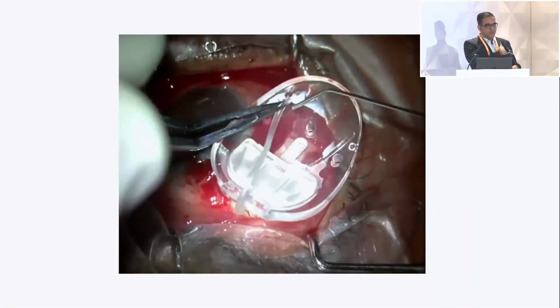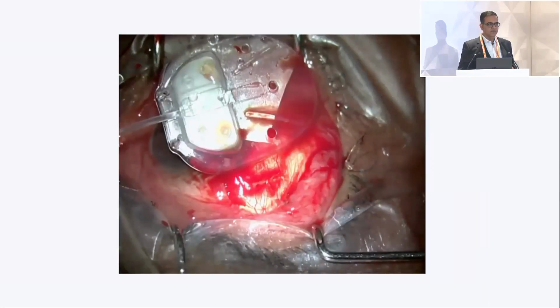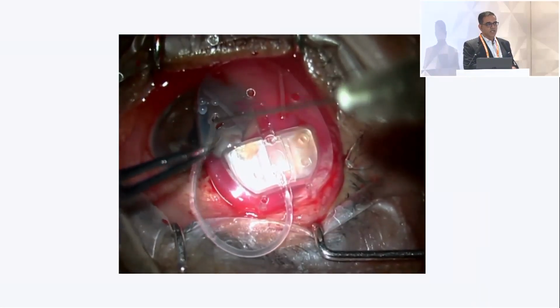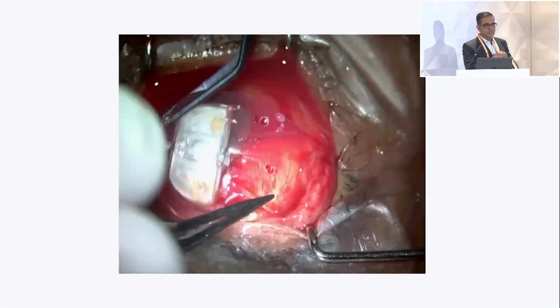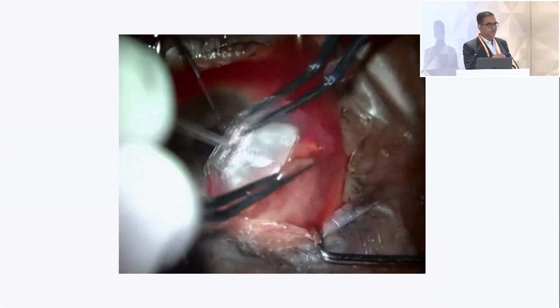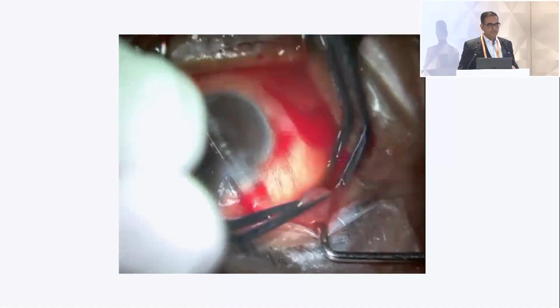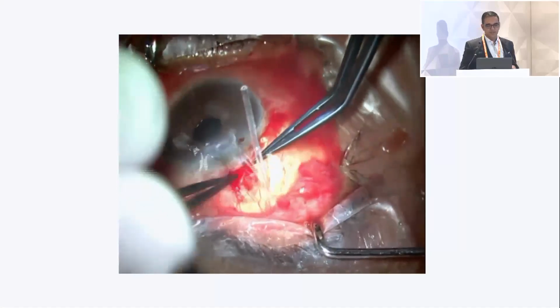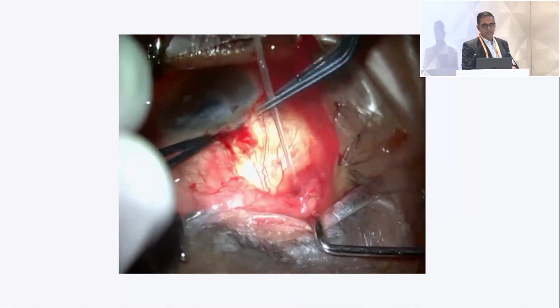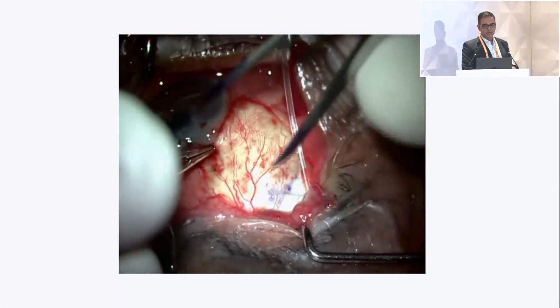AGV is brought in and primed. The priming is possible with a 27G. And the priming is extremely important to check the patency of the tube as well as the valve. And then gently push in the AGV into the subtenon pocket, and just ensure that it is not too far back or not too far front.